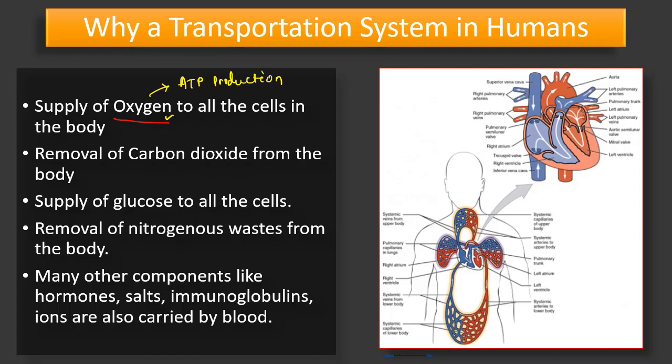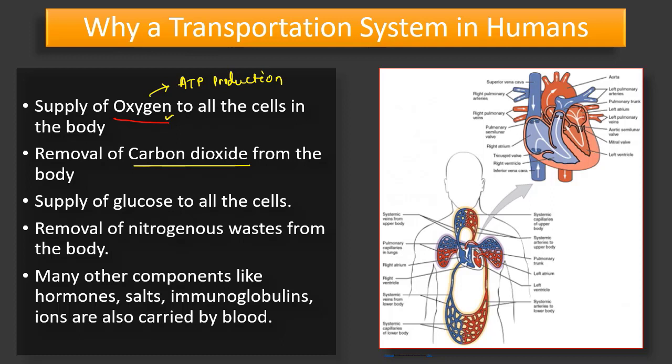Now another second role why we need a transportation system in the body is to remove the byproduct, that is carbon dioxide, from the body, and this is going to be a byproduct or the waste material that needs to be removed from the body. I think you all know how it is produced.